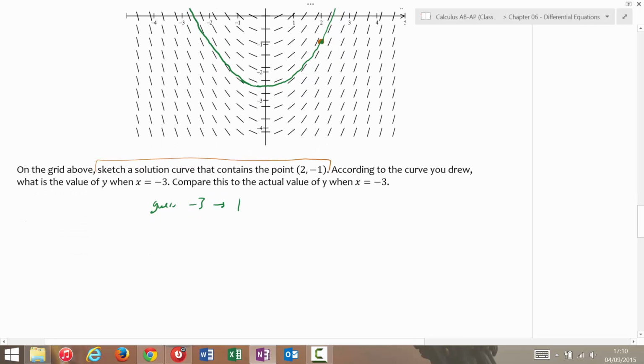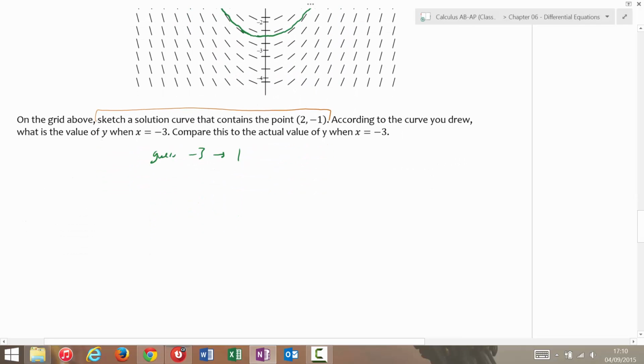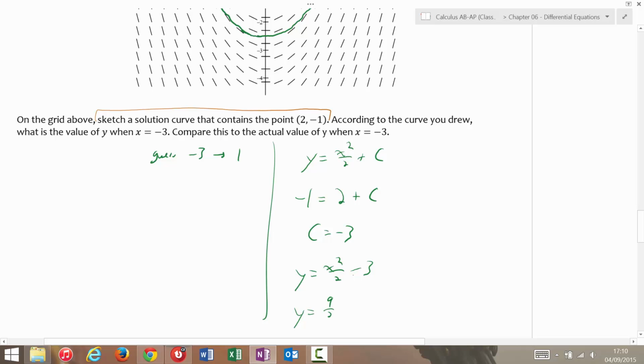And then it says, compare this to the actual value of y when x equals 3. Well, let's see. If it contains the point (2, negative 1), I basically want to use that to figure out what my c value is. Remember, the formula was y is equal to x squared over 2 plus c. So if I go negative 1 is equal to 2 plus c, and c is equal to negative 3, then I have y is equal to x squared over 2 plus negative 3, or minus 3. And then when x equals 3, I got y is equal to 9 halves minus 3, which is 1.5.